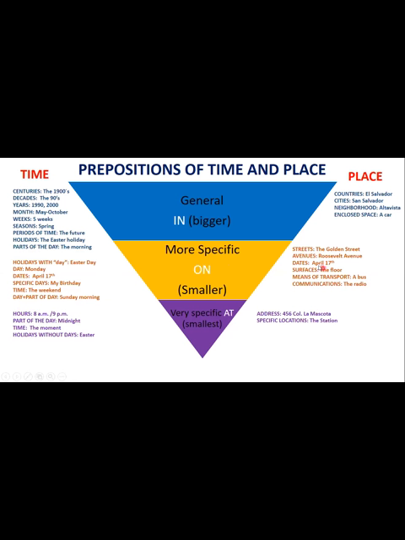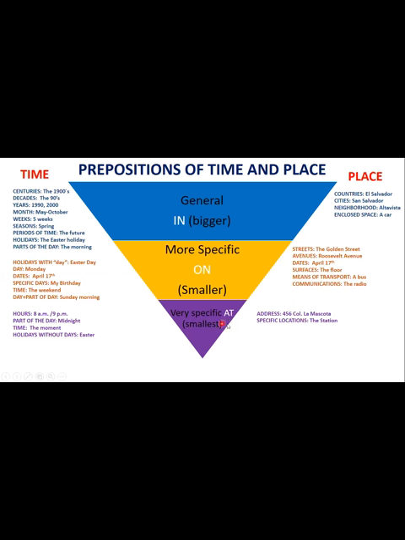What about places? We use on to talk about streets. On Golden Street. The accident was on Golden Street. The police was on Roosevelt Avenue, right? Avenues. Surfaces, on the floor. Means of transport, on a bus. Means of communication, on the radio.